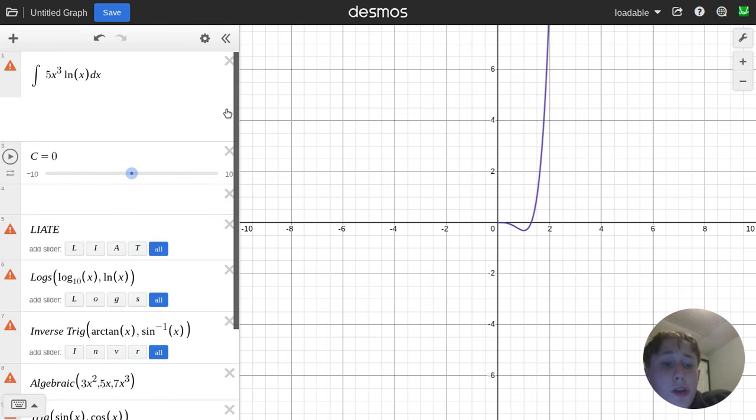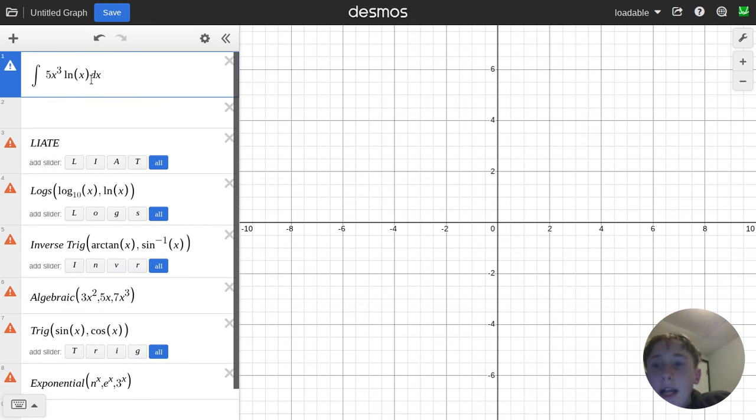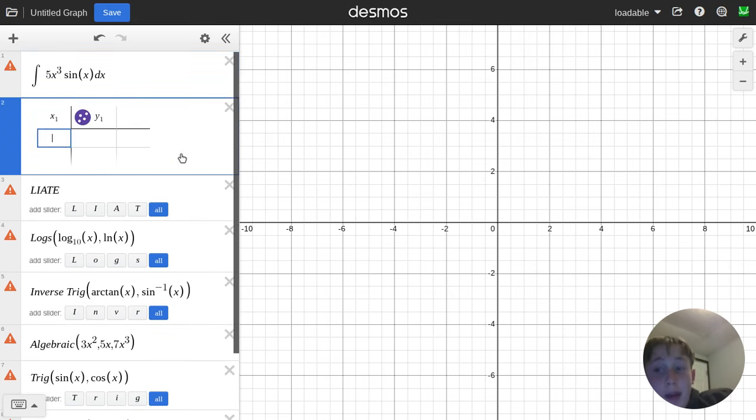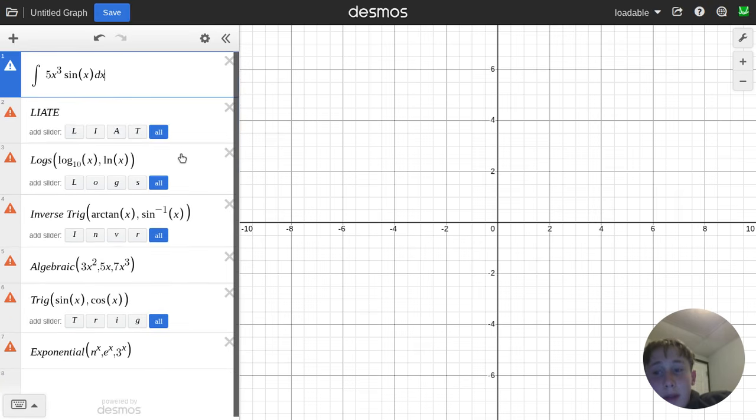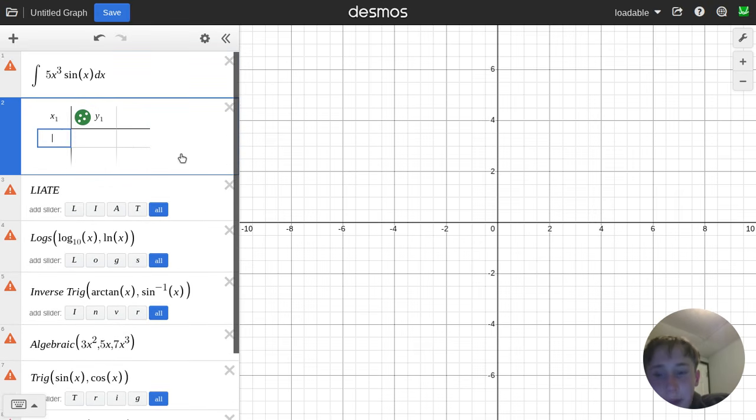Another type of problem would use sine or cosine, so trig. For example, 5x to the third times sine x. For this, you would use something called the tabular method. Essentially, first you would set up your u, and you would set up your v. Now, the v is not sine x. That is the dv, as we just learned. If that is the dv, we need to find the v, so you need to integrate that. So it's negative cos x. So we have the first integral of that.